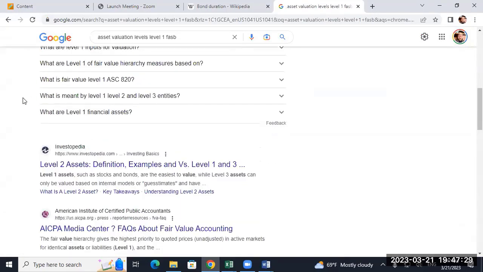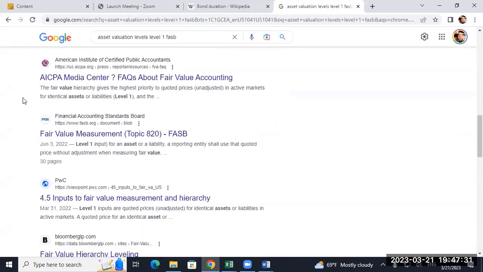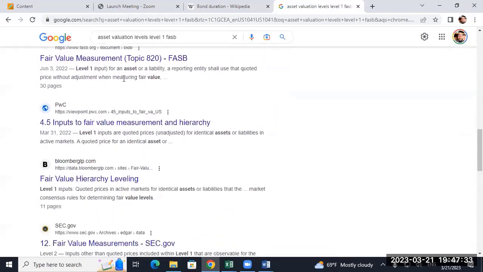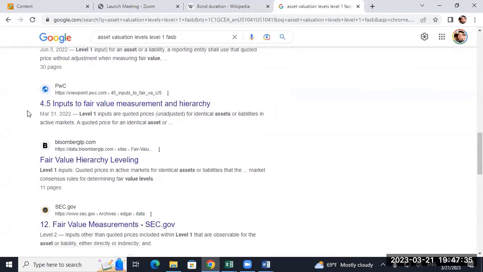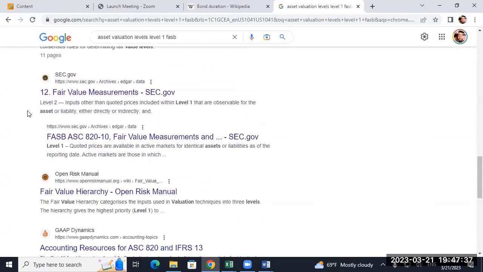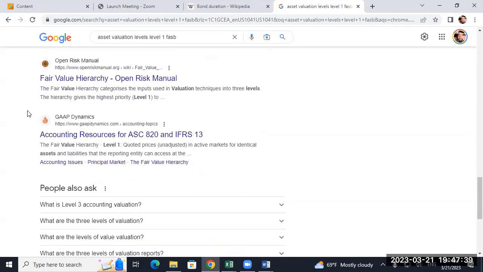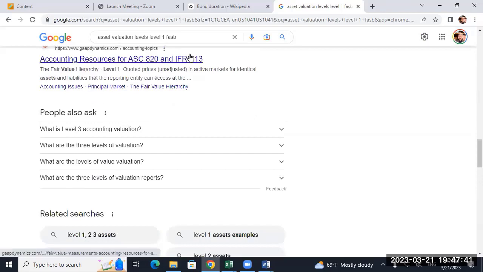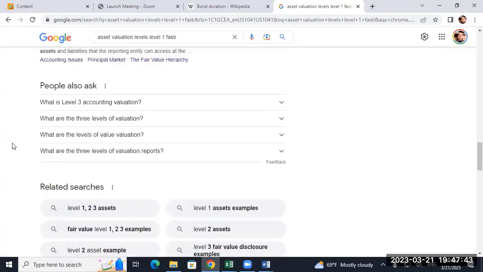Y'all see the FASB, let me know. But you can find all kinds of articles about it. I don't see it obviously jumping out. There's the IFRS. IFRS 13, but where's the FASB?